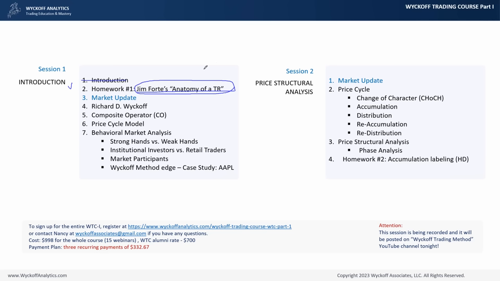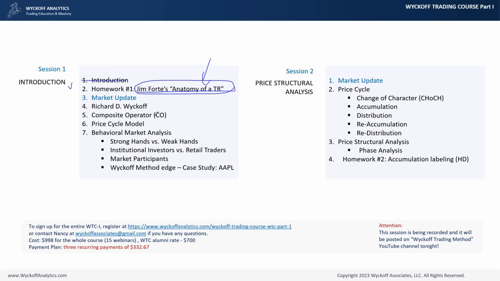Jim Forte was a friend, a peer student of mine at Golden Gate University back in the 90s. And he wrote this wonderful article, which is called Anatomy of a Trading Range, for the Market Technicians Association at that time. I would say that I consider this article the best article ever written, not even by Hank, not even by Wyckoff himself or anyone else, on price structural analysis. So that's a very high compliment for me.